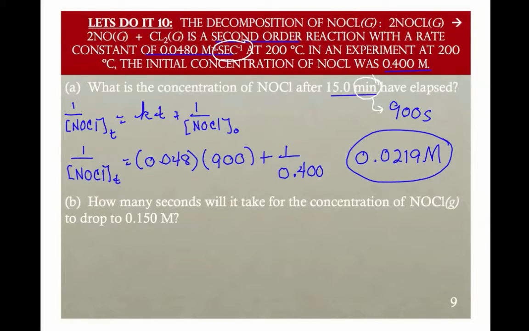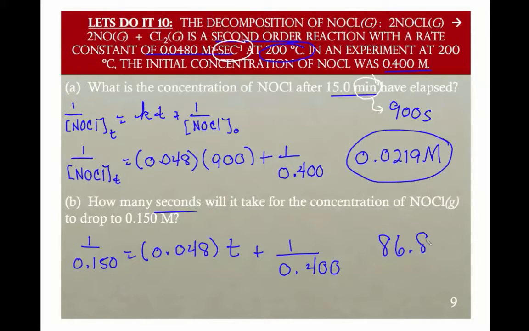Now, the next one is similar, except it asks for time instead. But we're going to be using the same formula. So I have 1 over 0.150. Now, because I still am at my same 200 degrees, I have my same K. So I plug in K, my time is unknown, and then I still have the same initial. We're dealing with the same conditions. Now, if you do that algebra, you should come up with, and if I did my algebra right, 86.8 seconds. Not too bad. Again, the mathematics isn't hard. It's just grabbing the right formulas.